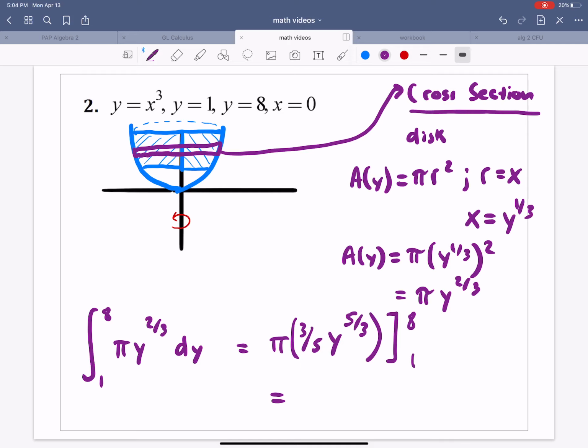So 8 goes into y, get a number. 1 goes into y, subtract from the first part that you got, and you should end up getting 93 pi over 5 units cubed is the volume of that shape that's created when we rotate this area around the y-axis. Okay?